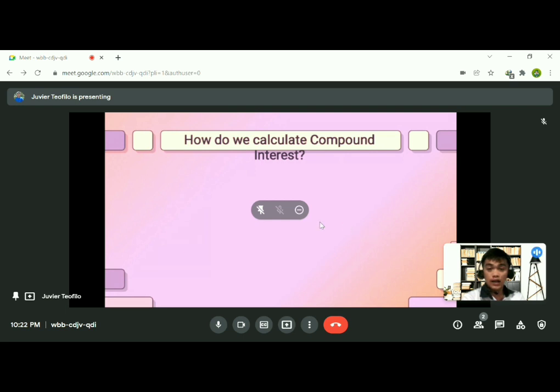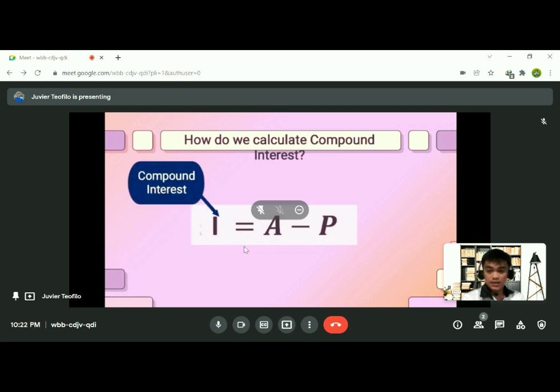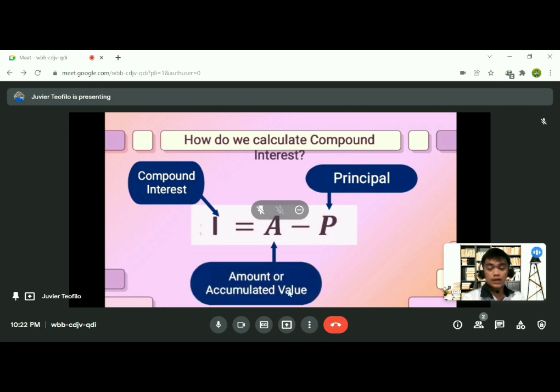Now, how do we calculate compound interest? So there, we calculate the accumulated value. And on this, we're going to compute the exact compound interest. So we have another formula. Now, I here is equal to compound interest. Our P is the principal, and our A there is the amount or accumulated value.